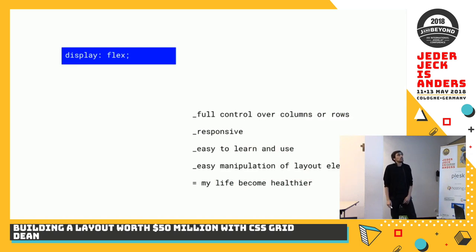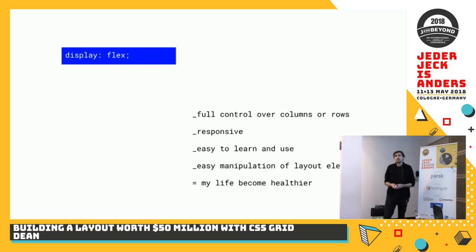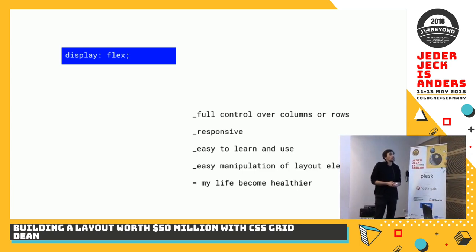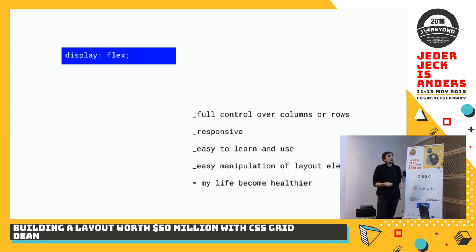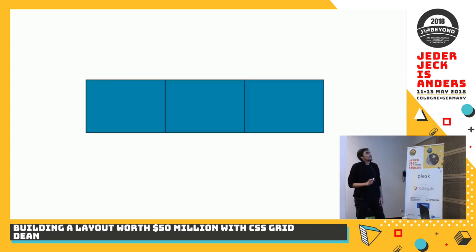With the use of Flexbox, we have full control over columns or rows. It's responsive out of the box, easy to learn and use, and manipulation of layout elements became a much easier and more natural thing to do. My life became a lot healthier. So if you want to align three elements in one row, I would say that Flexbox is the easiest and most natural way to do it.